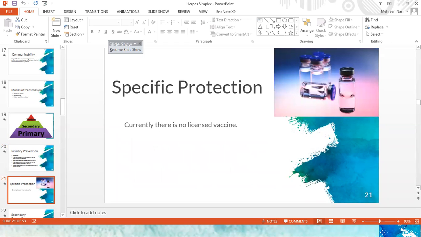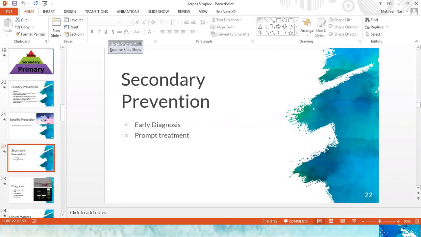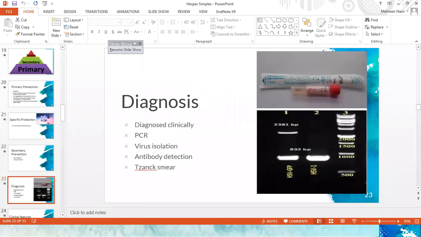Coming to the specific protection, currently there is no licensed vaccine for herpes simplex virus. Secondary prevention includes early diagnosis and prompt treatment. Diagnosis is usually clinical, but PCR can be used to detect DNA, virus isolation can be done, antibody detection can be done, and Tzanck smear can be used, which takes the cells from the base of the ulcer, from the lesion, and multinucleated giant cells are seen in case of herpes simplex virus.